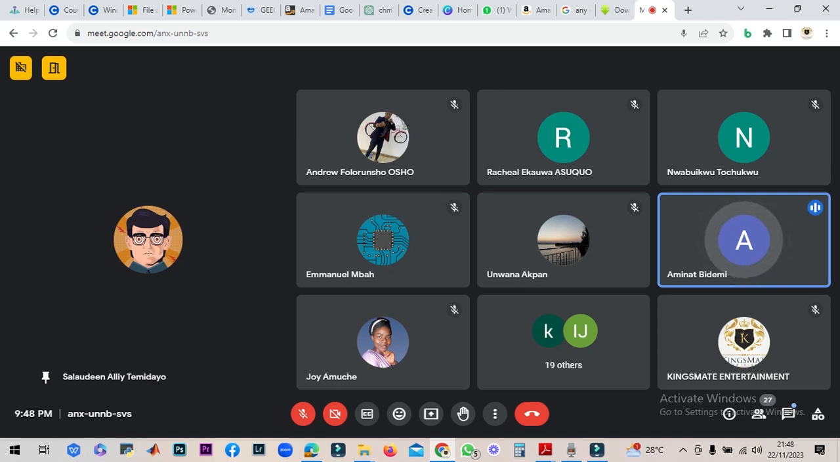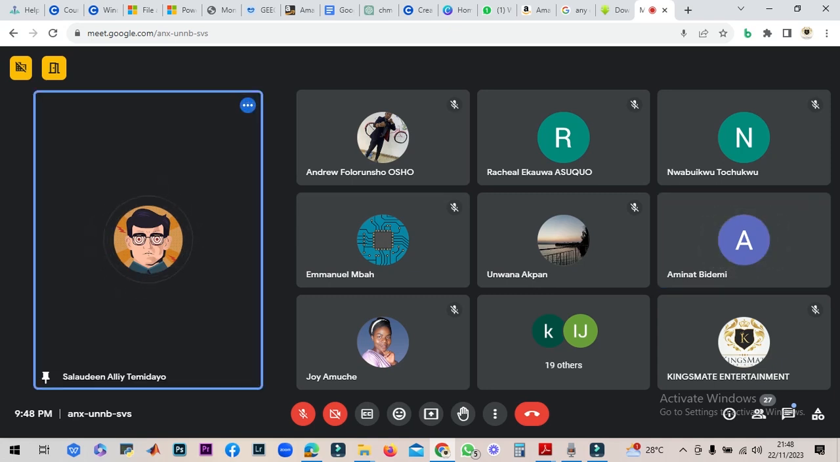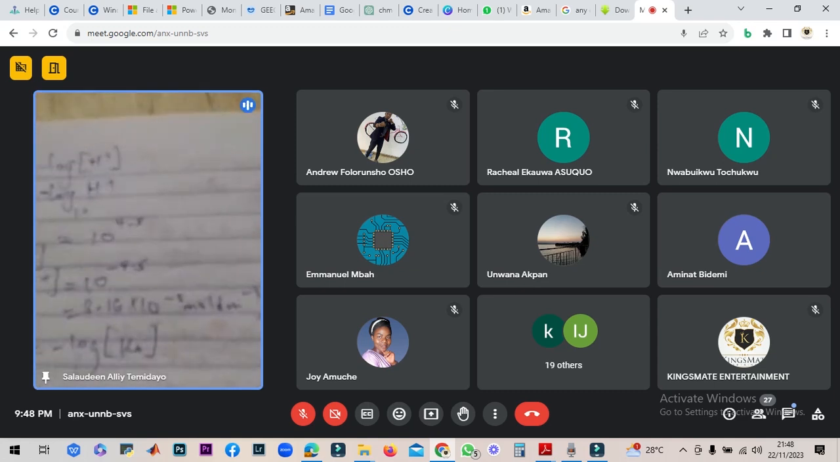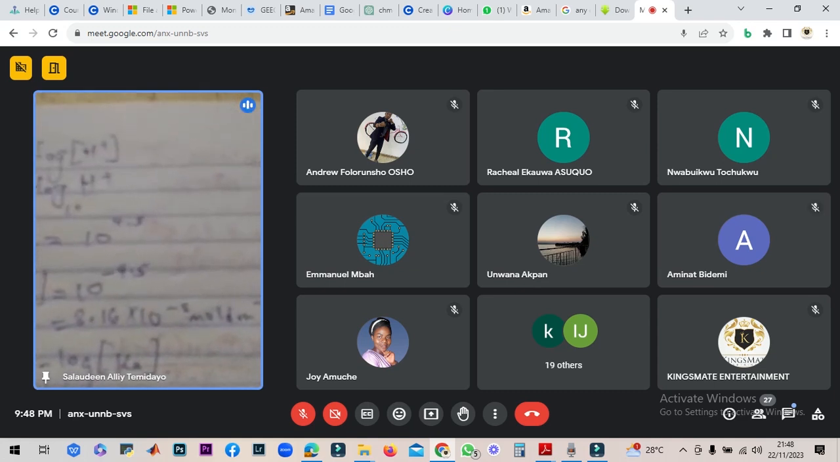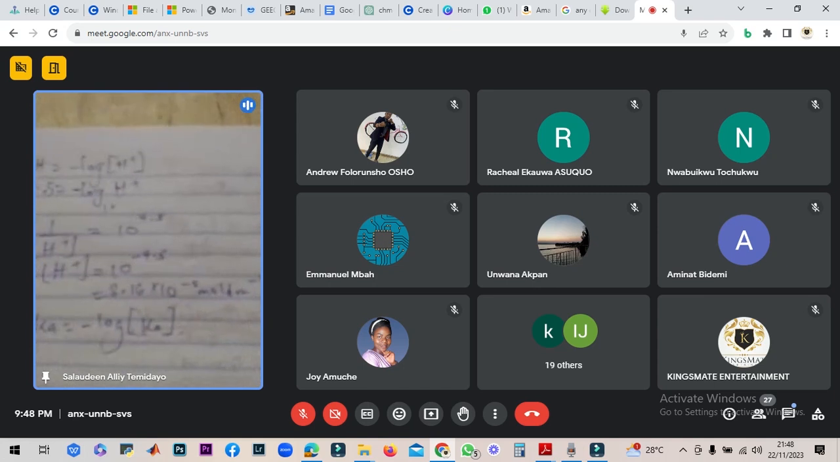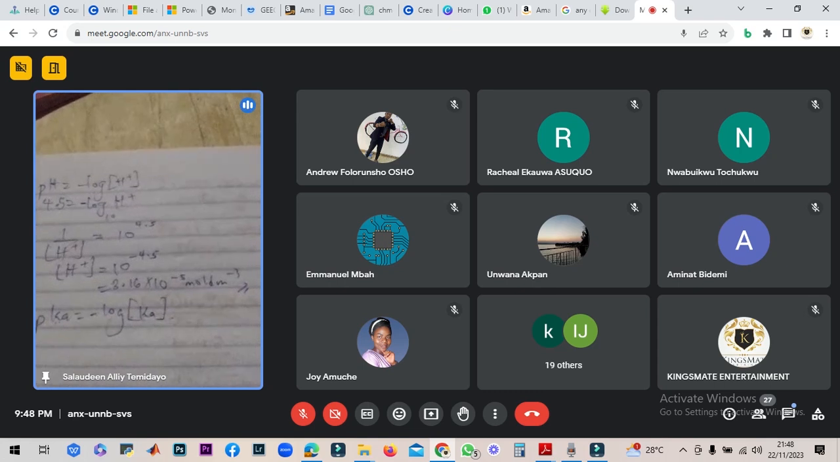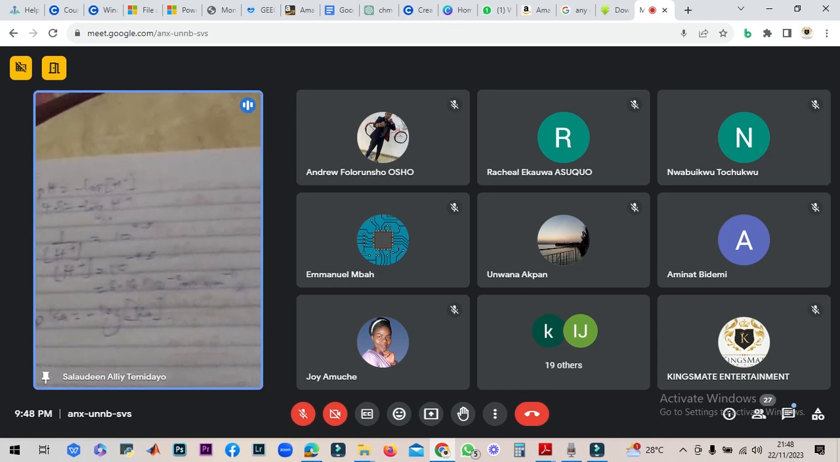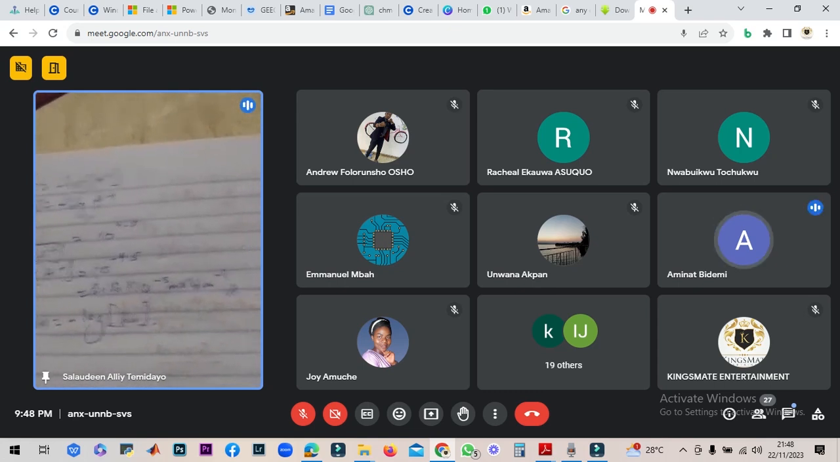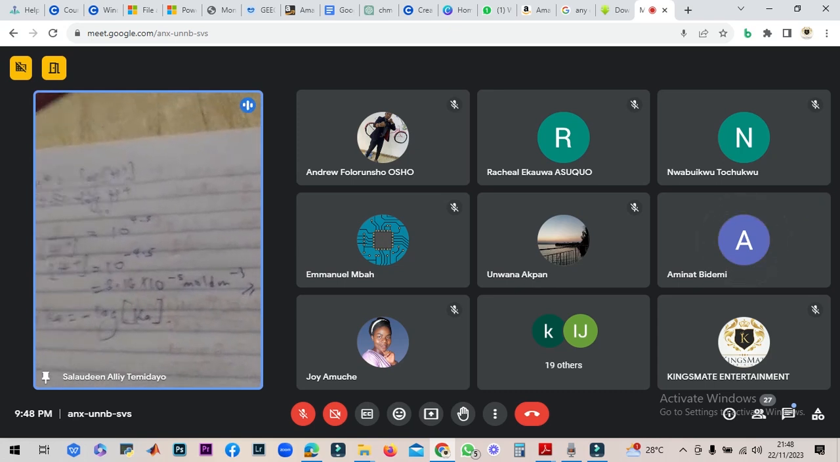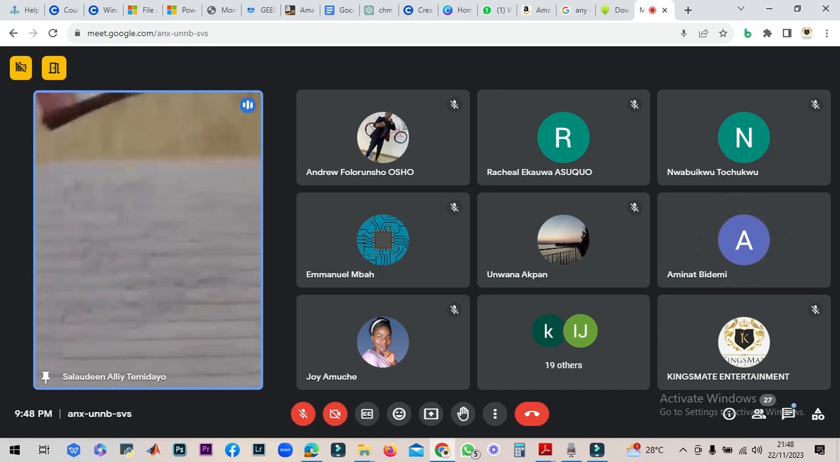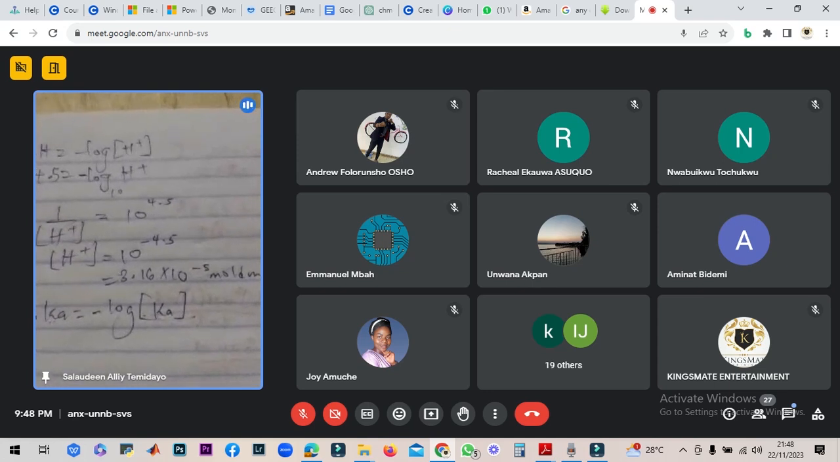I got 3.2 times 10 raised to power minus 5. Perfect. You approximated. Thank you. So 3.16 is approximated to 3.2 by her. She has 3.2 times 10 raised to power minus 5 moles per dm cube. You must always write your unit. Yes, it is the concentration. So please, you guys should note that we have to write our unit.